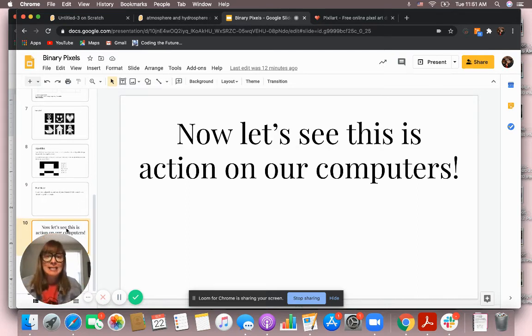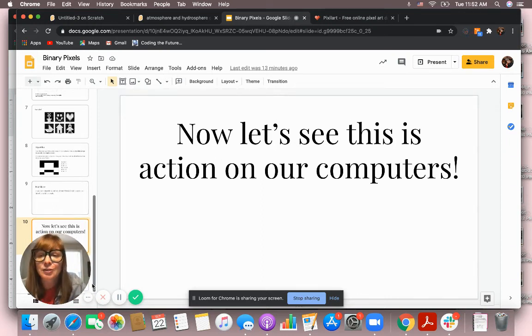Now, let's see this in action on our computers. So how do we take this concept of drawing and actually put it to work on our computer? Well, there's a couple of different ways. One is we see it every day when we're looking at our computer screen. Binary code is mixing with our pixels on a regular basis. But we're going to create some images for fun using something called pixel art. And pixel art allows us to take the same concept and put it on our computers.